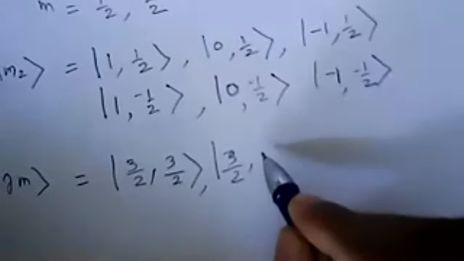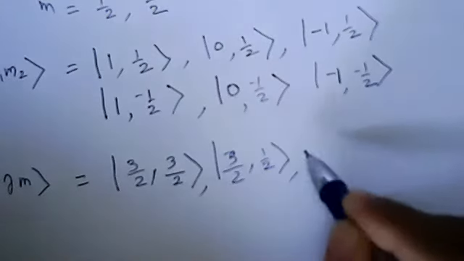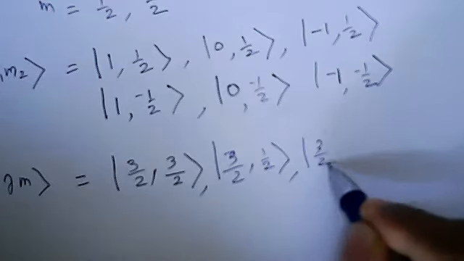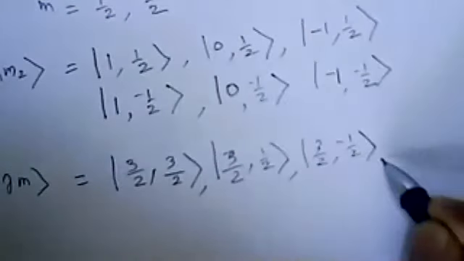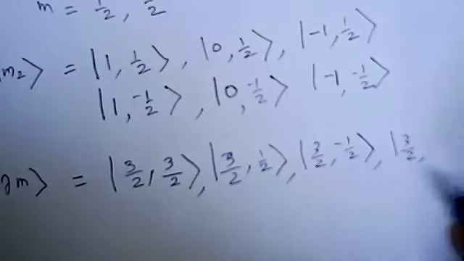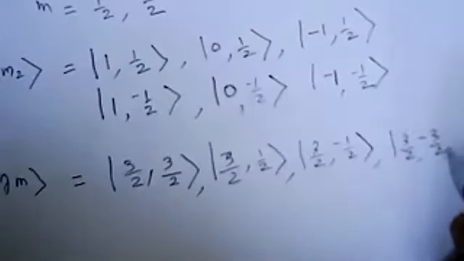So the 4 cases are J equal to 3 by 2, M equal to 3 by 2. Then again J equal to 3 by 2, M equal to half. Then J equal to again 3 by 2, M equal to minus half. Then again J equal to 3 by 2, M equal to minus 3 by 2.